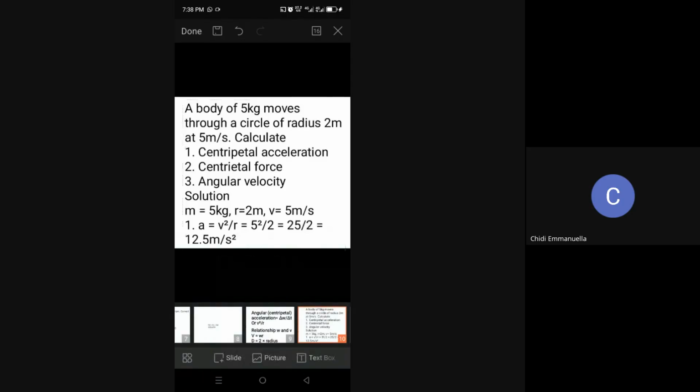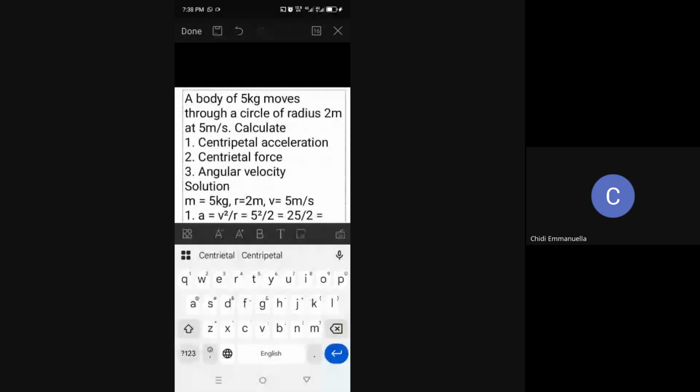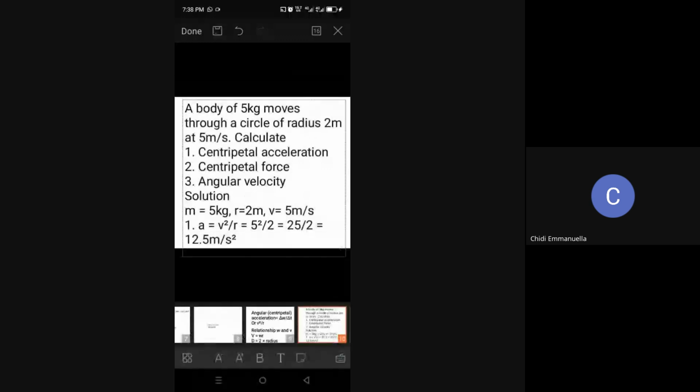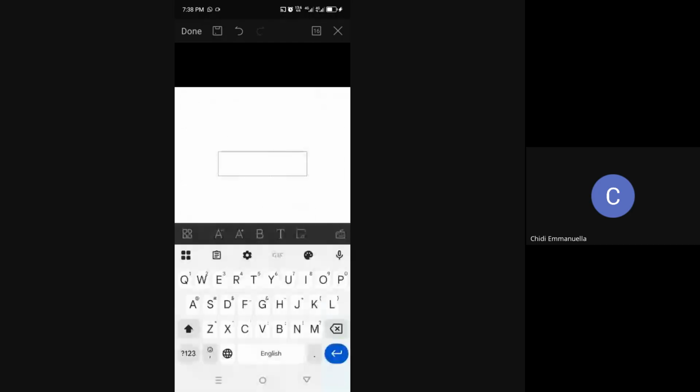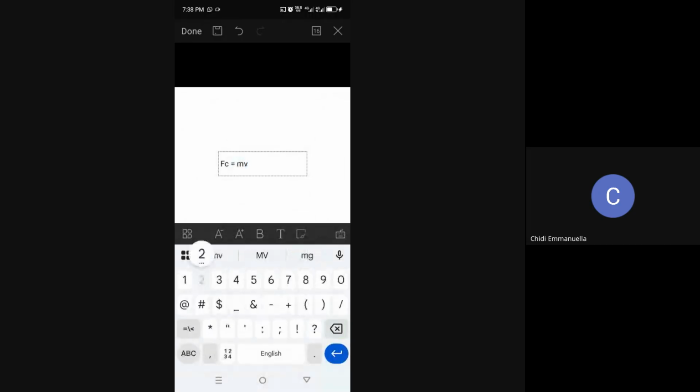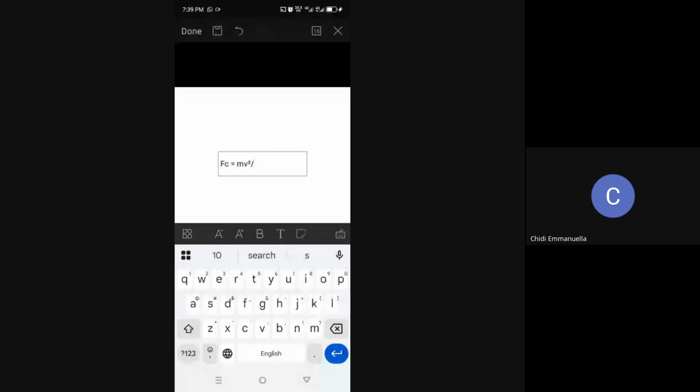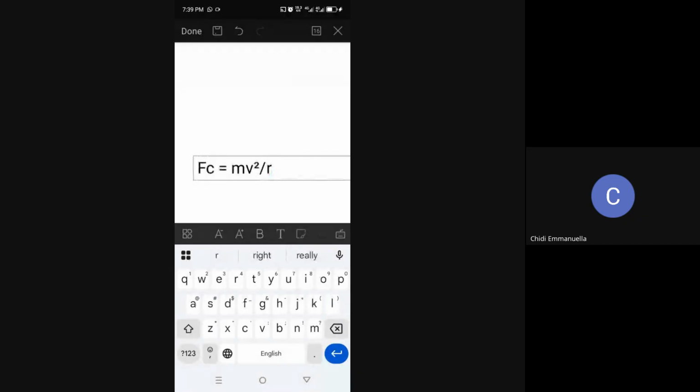That's centripetal acceleration. Now, centripetal force. Of course, everybody can calculate centripetal force. I just combined all the questions together in one. That is just to explain. Centripetal force is equal to mv square over r, right? Centripetal force is mv square over r.